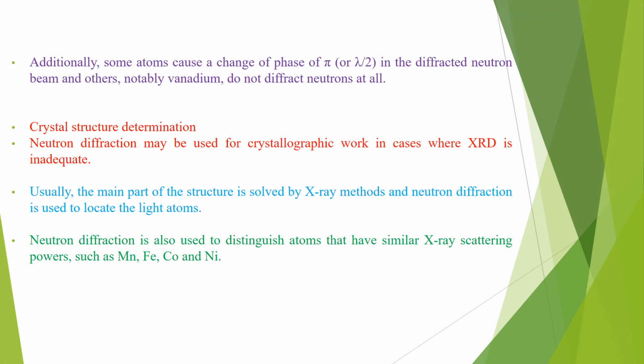Neutron diffraction is also used to distinguish atoms that have similar X-ray scattering powers, such as manganese, iron, cobalt, and nickel. The neutron scattering powers of these atoms are different. For instance, superlattice phenomena associated with manganese-iron ordering in alloys are readily observed by neutron diffraction.